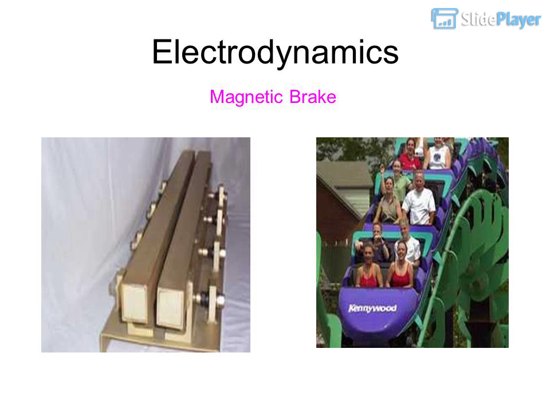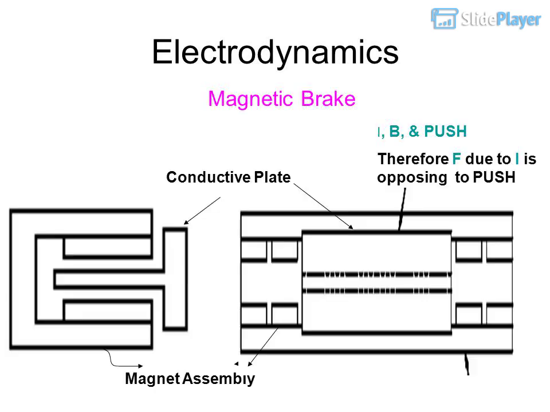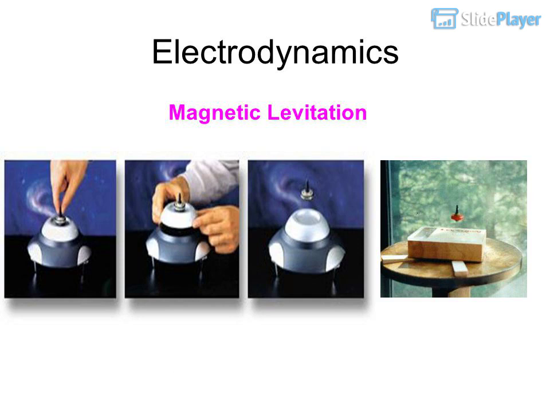Magnetic brake. Electrodynamics. A magnetic brake: the current I, field B, and push. Therefore the force F resulting from I is opposing the push. Conductive plate, magnet assembly.